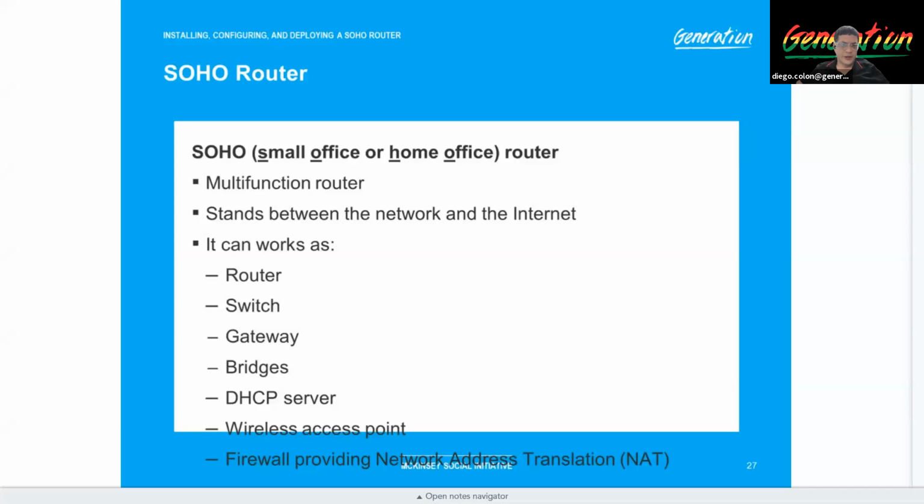So as we stated, SOHO means small office or home office router. A multifunctional router. It usually contains a router, a switch, a gateway, a bridge, a DHCP server, wireless access points, and some of them even have a firewall, including and providing NAT translation for internal devices. Obviously, this is to facilitate any small business being able to use the router's IP to NAT internally to an actual server, hence getting a public IP without actually physically being on the internet.